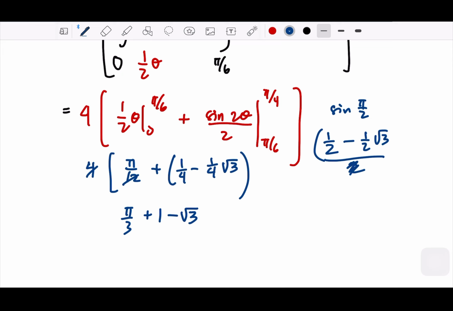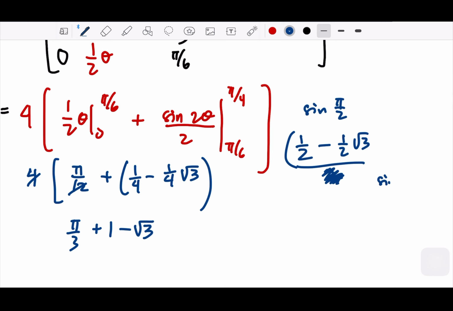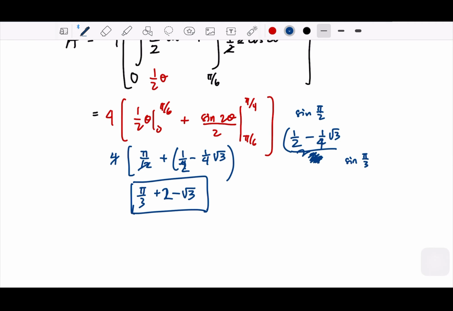Oh, I think this is wrong. Not 2. This is already half. We already took into account dividing by 2. So this should be sine pi over 3. Oh, this should be 4. This should be half, so this should be 2. Sorry. Okay, that should be the correct answer. So this is the area that we want.